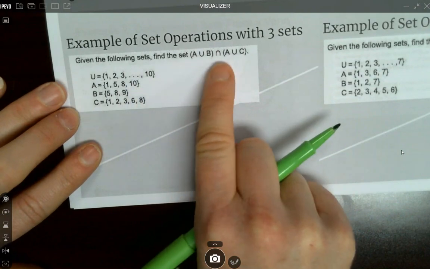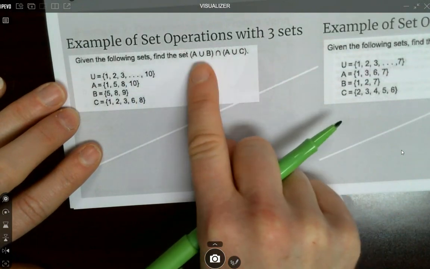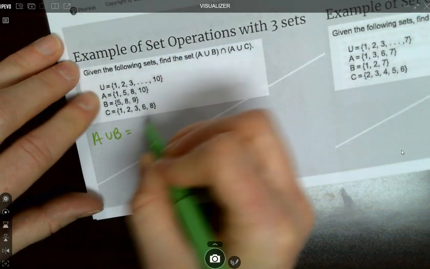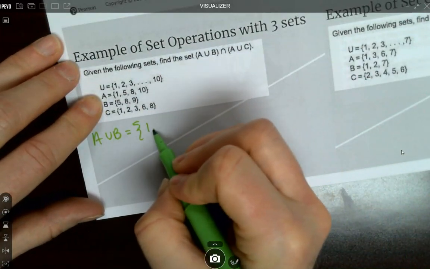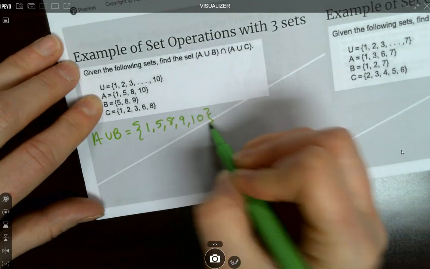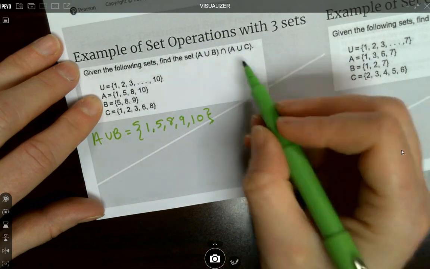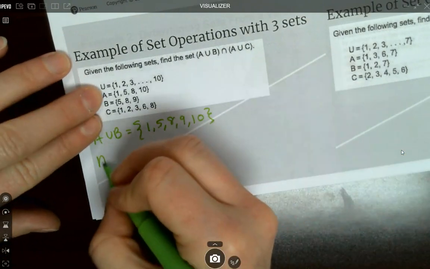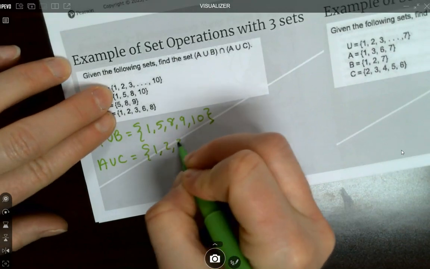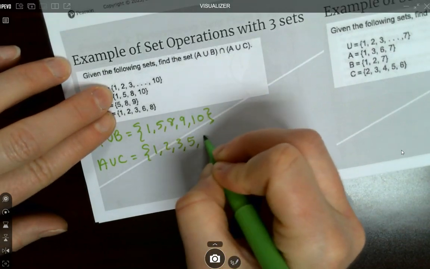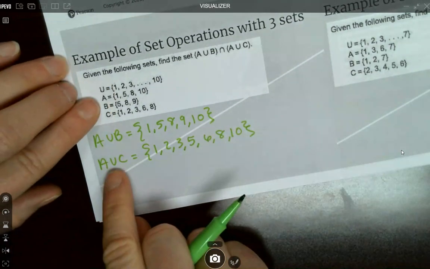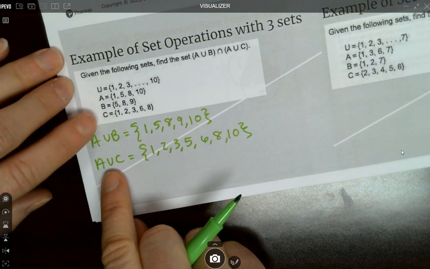A union B intersect A union C. A union B is the first thing that we'll do. A union B is all of them: 1, 5, 8, 9, and 10. And then A union C: 1, 2, 3, 5, 6, 8, 10. So I just listed all of the elements from A and C.